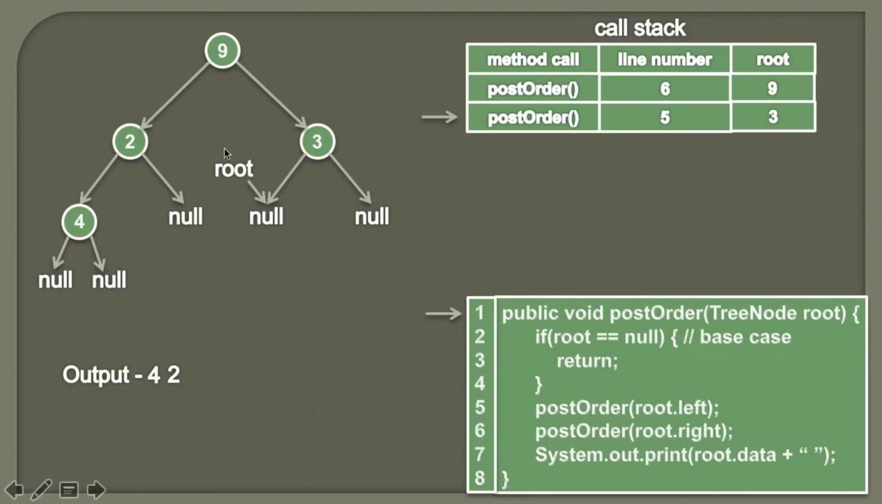So now root will point to null. And we also know that there will be one more method on the call stack with a root as null. So now let's execute this post order method with the root as null. So here we check whether root is equal to null or not. So currently root is equal to null. Therefore we'll simply return from this method. So once we return from this method, we know that this method is executed completely. So it will be removed from the call stack, and point of execution will reach to this post order method.